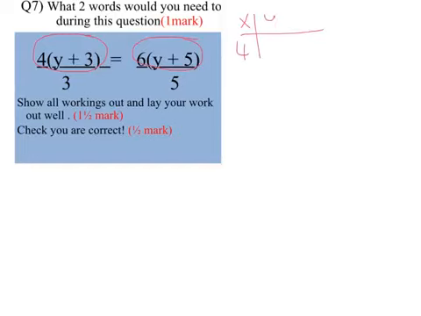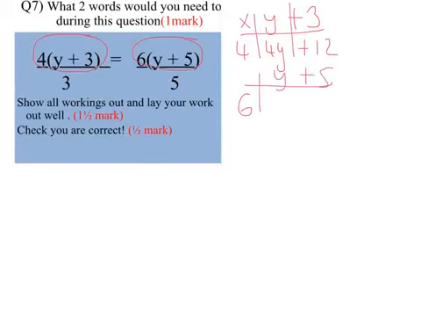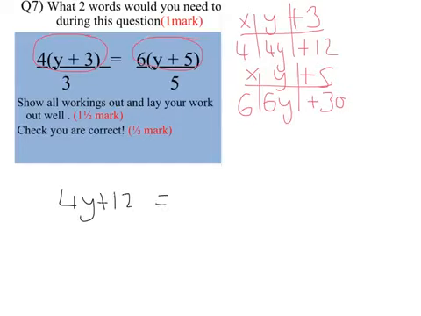4y plus 3 is 4y plus 12, and 6y plus 5, 6y plus 30. Now, if we change that so it looks more simple, we've got on the top row 4y plus 12 is equal to 6y plus 30, and then one's over 3 and the other is over 5.